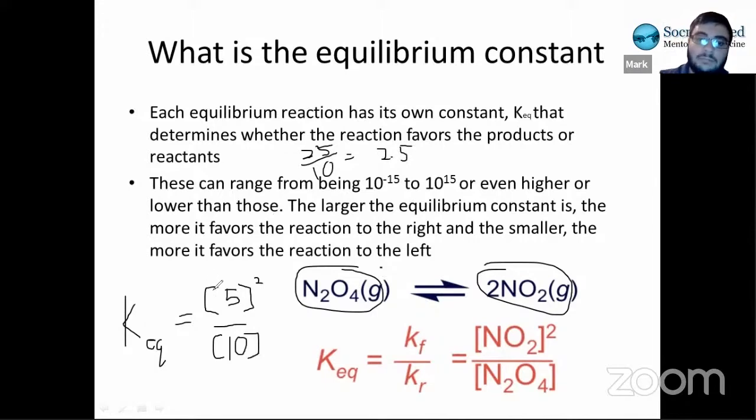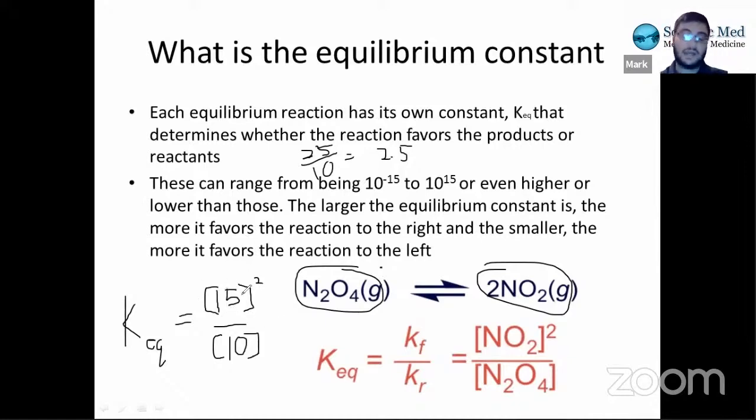Well, what would happen if we took this 5, and suddenly we added in a bunch more NO2 into the reaction? We added in so much that the concentration shifted from 5 to 15. Well, now 15 squared over 10 is no longer 2.5. Essentially, what that would mean is that KEQ would shift. But we know that KEQ doesn't change, right, if you add in more. So we have to find a way to make sure that KEQ doesn't change, and we have to accommodate this 15 somehow.